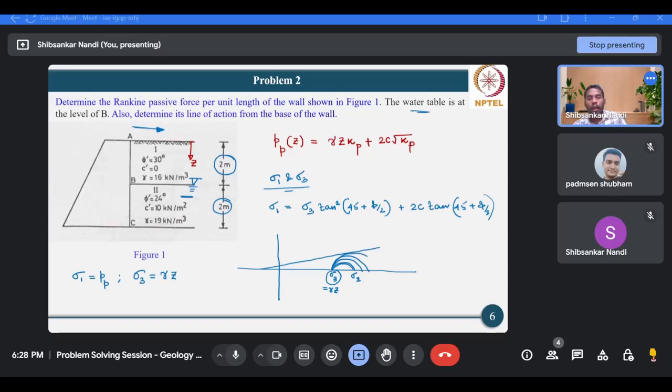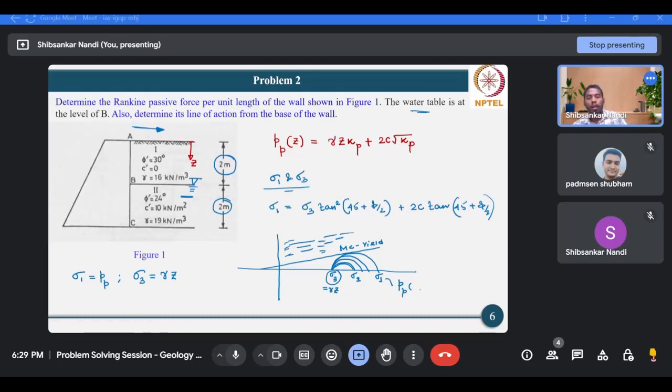Now at a stage it will touch the Mohr-Coulomb yield envelope. This is the Mohr-Coulomb yield envelope, and no state of stress can lie in this region, because this is not a feasible region. Touching the yield envelope indicates that it is on the verge of collapse. So for this state of stress, this is the sigma 3 and here we will get one sigma 1. This is denoted by the passive earth pressure.